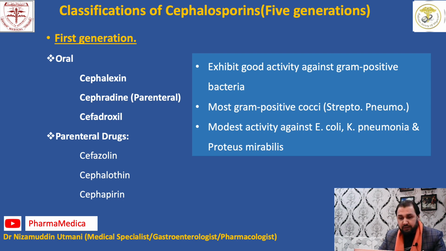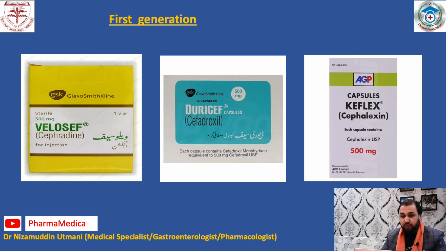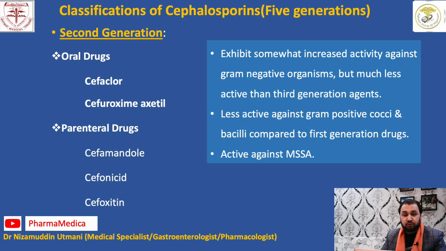They are very good against gram-positive organisms. They are also very good against Klebsiella pneumoniae and Proteus, and we use drugs like Velosef (cefradine), Duracef, and Keflex (cefalexin). All these drugs are used for upper respiratory, lower respiratory, skin and soft tissue, and urinary infections caused by gram-positive microorganisms.